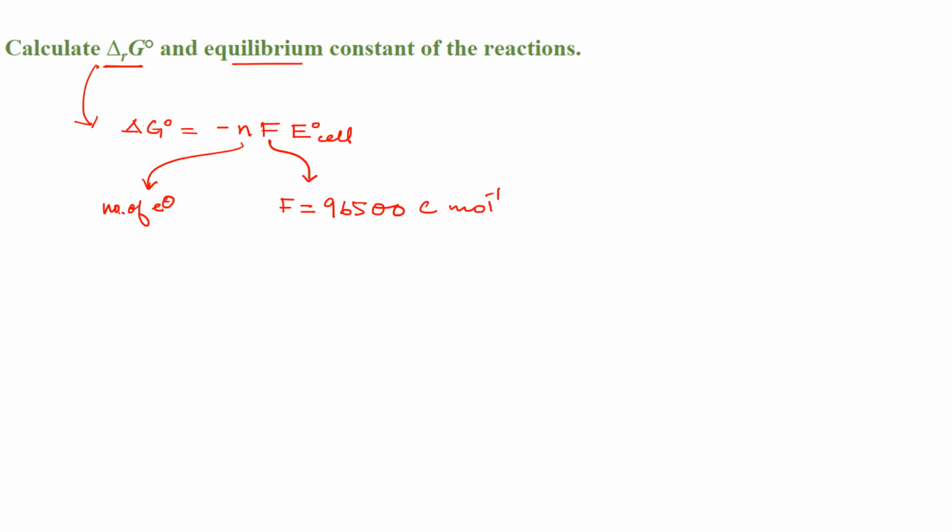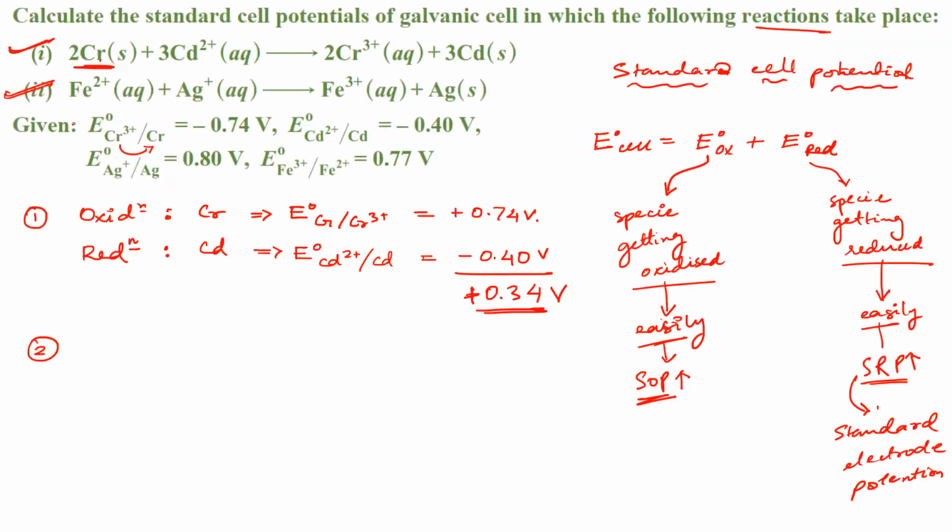If you look at the first reaction, here we have 2 Cr and here we have 3 cadmium 2 positive, and there are 2 Cr 3 positive and 3 cadmium. So what do you think? What is the number of electrons getting transferred in this reaction?